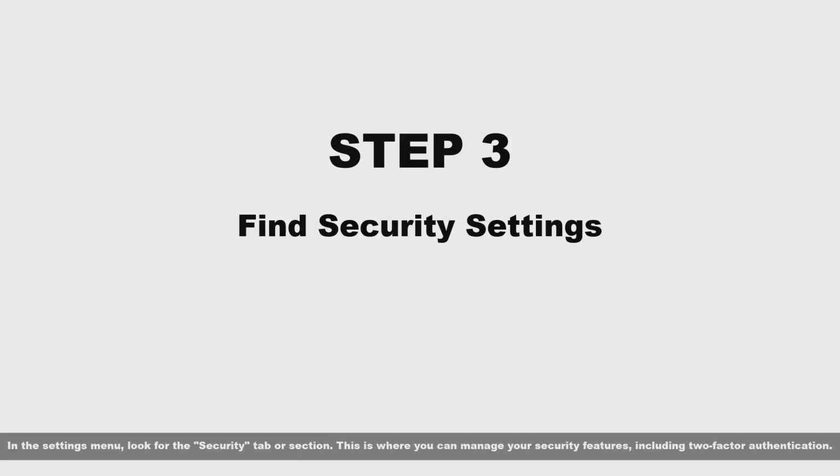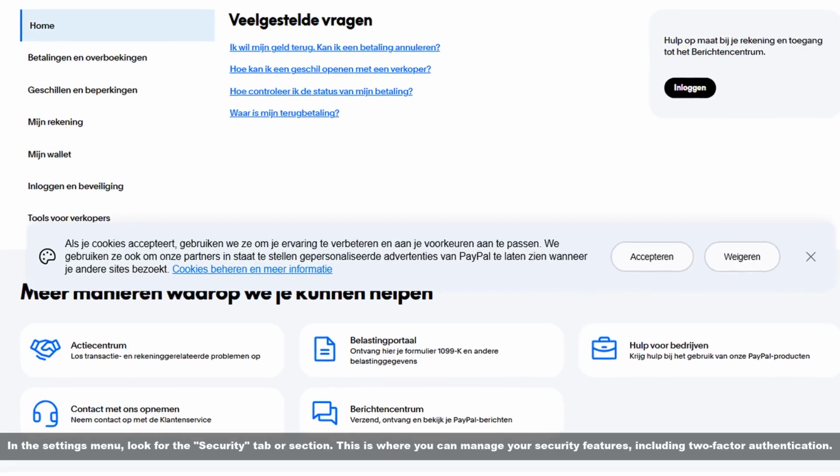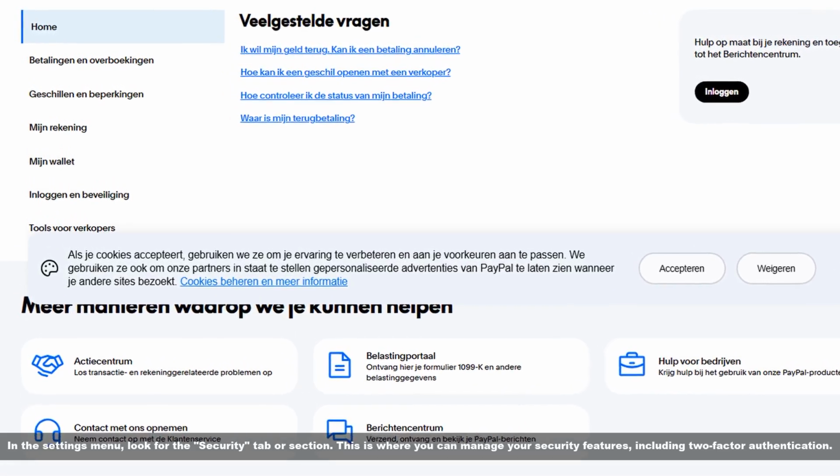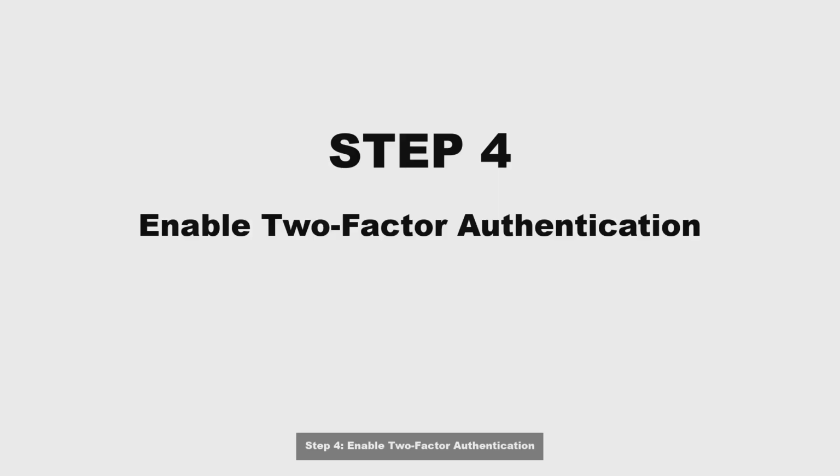Step 3. Find security settings. In the settings menu, look for the security tab or section. This is where you can manage your security features, including two-factor authentication.